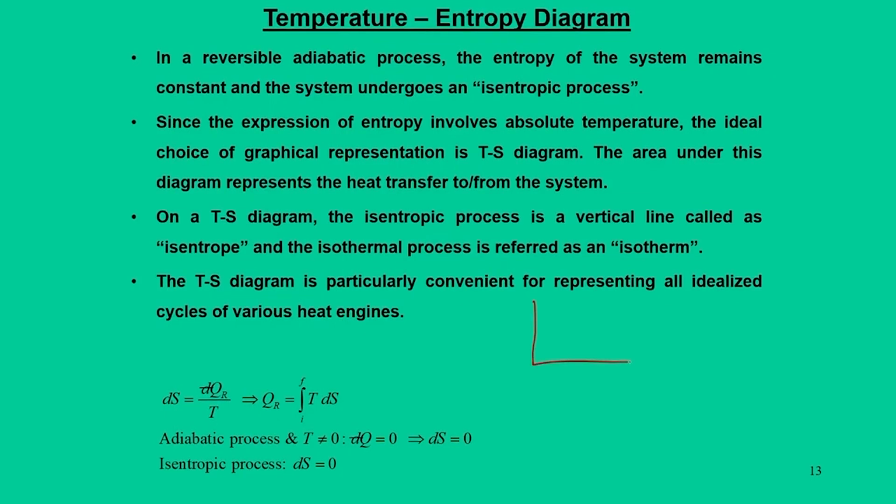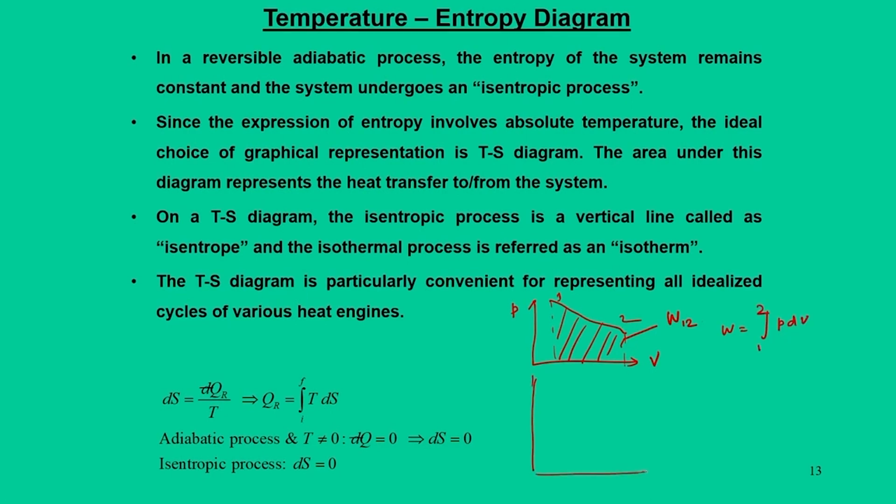I mentioned that when you talk about work transfer in a PV diagram, any process goes from 1 to 2, and the area under this curve is nothing but the work transfer. This is because W is equal to the integral of P dV.